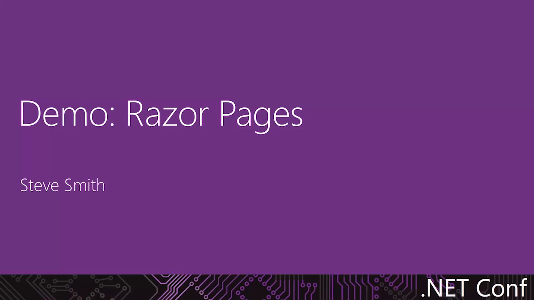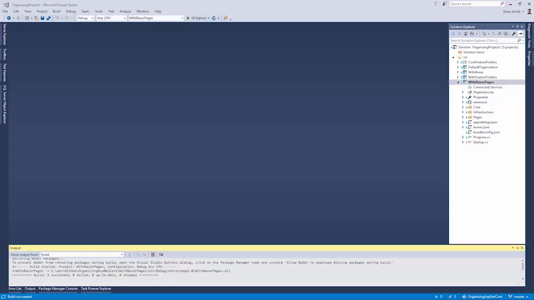Now let's spend a few minutes looking at some demos of using Razor Pages to organize an ASP.NET Core app. All right, so in this demo, I want to show you a few different features of Razor Pages that we've gone over as part of the presentation, as well as give you a chance to see the difference between a default organization MVC project and one that is built using Razor Pages.